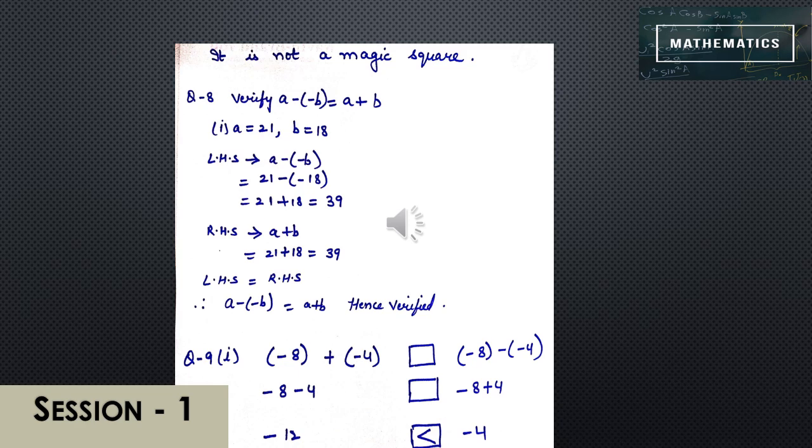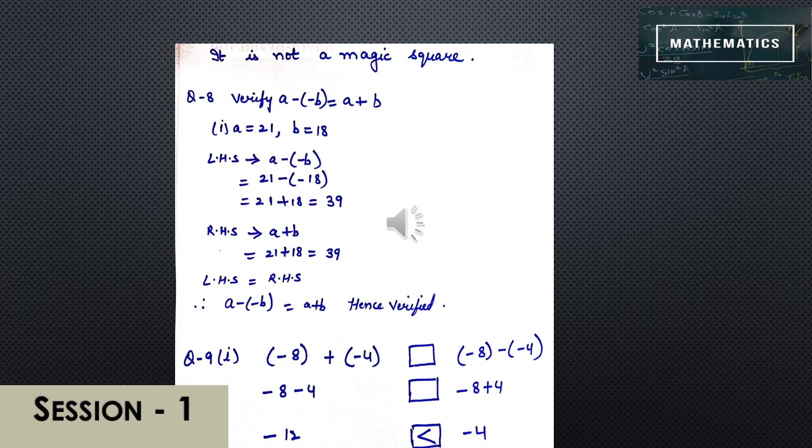Now let us consider the left hand side first. Left hand side is a minus minus b. Let us put the value of a and b here. As you can see, it will become 21 minus minus 18. Now minus minus will become plus. So 21 plus 18 is equal to 39.